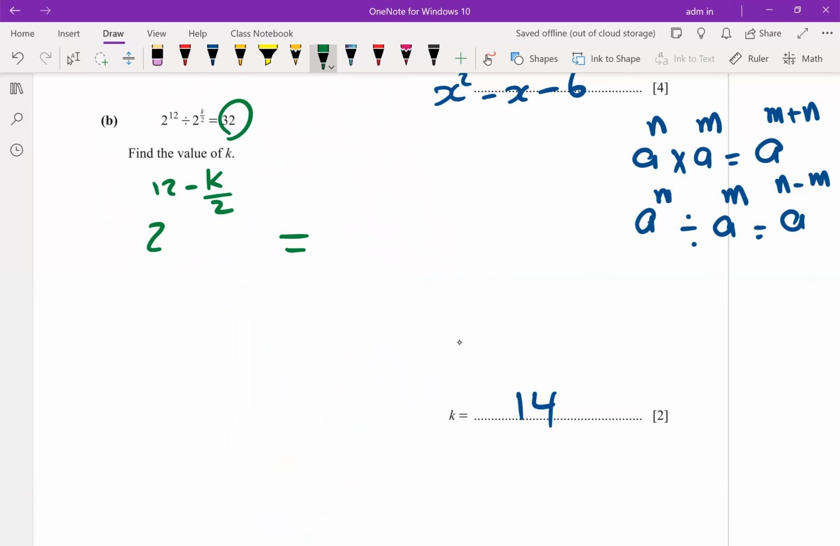2 power of 2, 4. 2 power of 3, 8. 2 power of 4, 16.